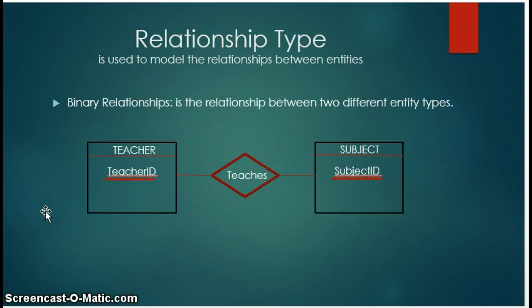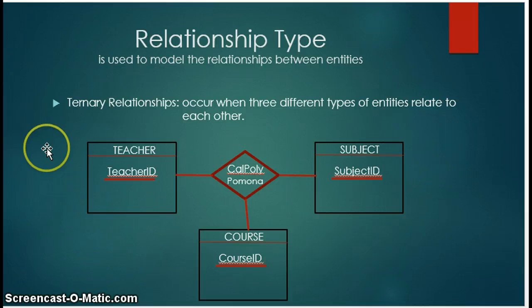Now we go into binary relationships, which are the relationships between two different entity types. Here we have a teacher and teacher ID and subject ID. So the teacher teaches a subject and the subject may be taught by a teacher. So you have two different entities which are teacher and subject. So this is the binary relationship.